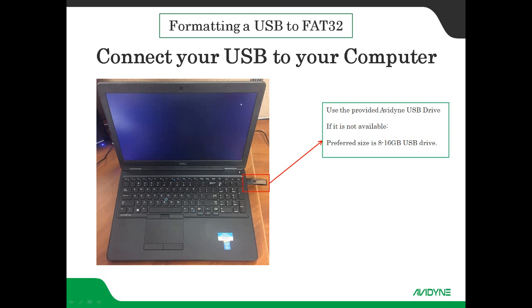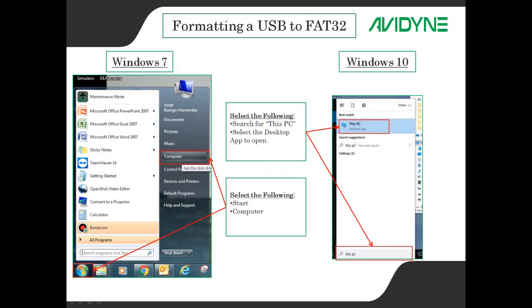Once you insert the USB drive into your computer, it's going to differ whether you're using Windows 7 or Windows 10. I have two examples up here. Every operating system is different. I figured if I include Windows 7 or Windows 10, that would cover the majority of our customers. On the left, you're going to need to select Start and then go to Computer for Windows 7. On the right hand side, on the search bar at the bottom, you're going to search for This PC, and then you're going to select the desktop application titled This PC.